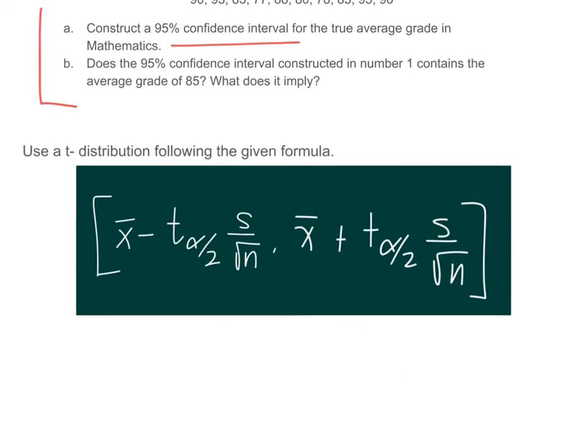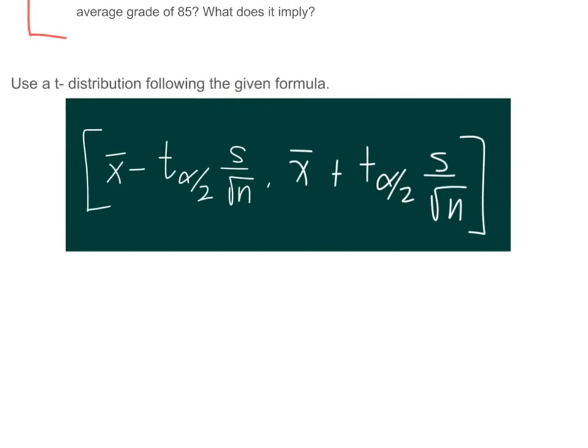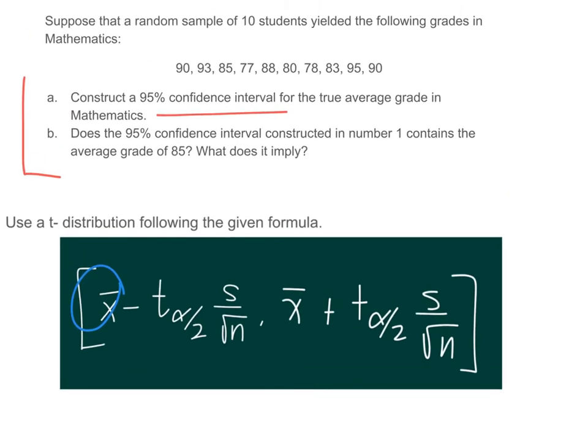Okay, so using the t distribution formula, we need the sample mean, which we can compute from the given values. You can do that by using your calculator. Use the statistics function of your calculator and find the sample mean. For the sample standard deviation, you also use your calculator to find this s, which is the sample standard deviation.